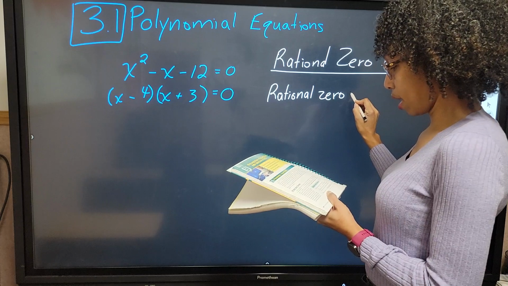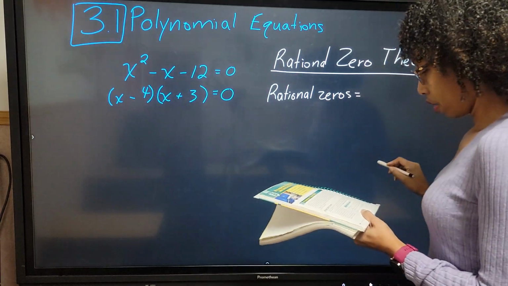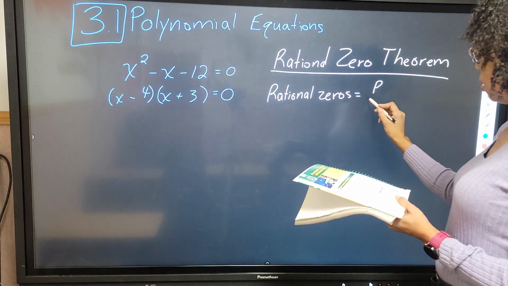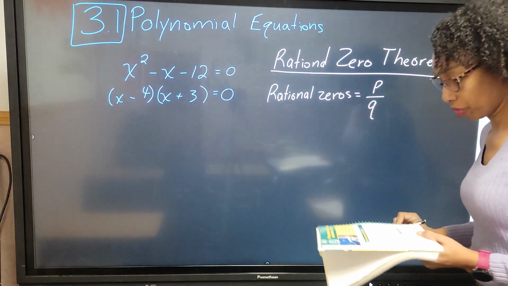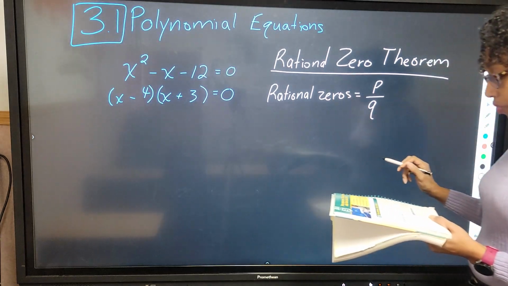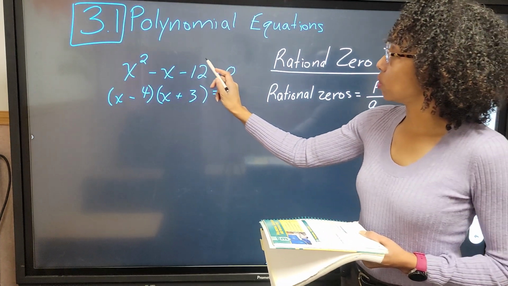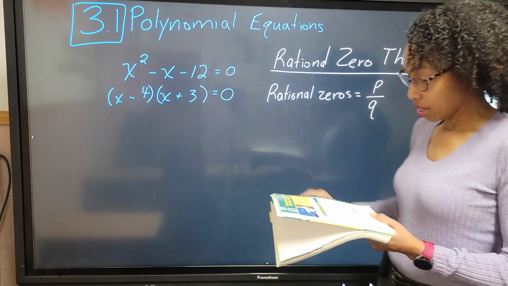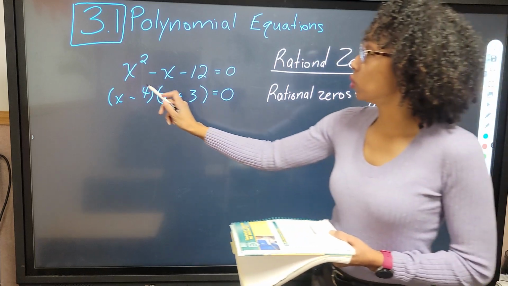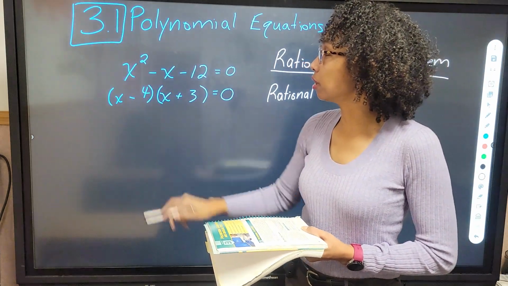The answers that are rational are equal to your P divided by your Q, where P stands for the factors of the constant term, which we know the constant is the one with no letters, right? Divided by the factors of your leading coefficient. That's the one in the very front, okay?